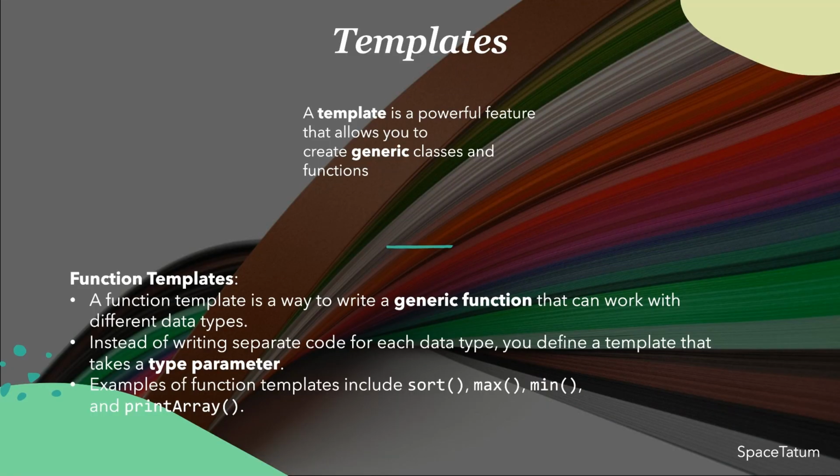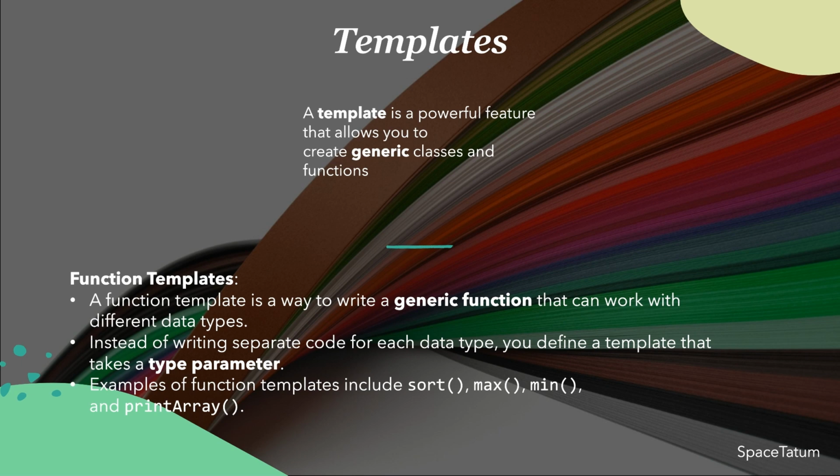And now about templates. A template is a powerful feature that allows you to create generic classes and functions. A function template is a way to write a generic function that can work with different data types. And I know you see that I highlighted generic function. A generic function is a function that works with different data types and allows you to write a single function that can be used for various types of inputs in C++.